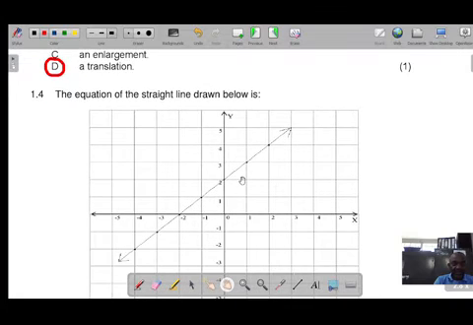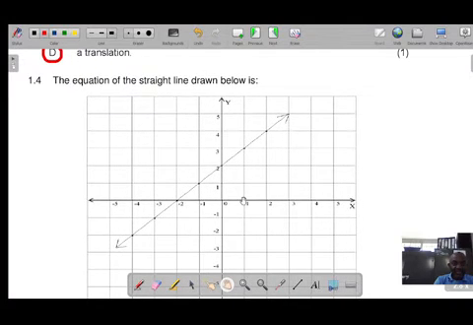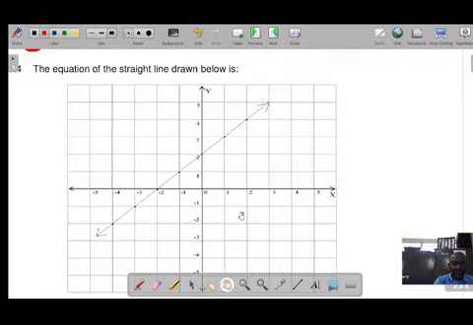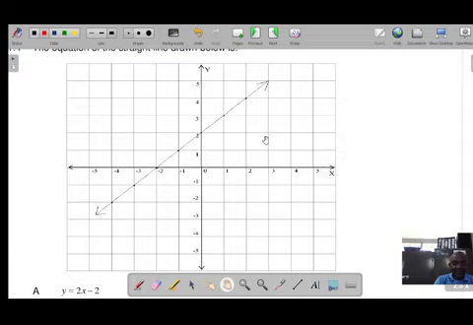1.4. The question says that the equation of the straight line drawn below is. Okay, now let us find out this equation for the straight line here. When I want to find the equation for the straight line, this is what you must understand, guys: my line has got a gradient. You see it is sloping, that's a gradient, and it touches the y-axis, which is the y-intercept. So here I have to identify the gradient and also identify the what?